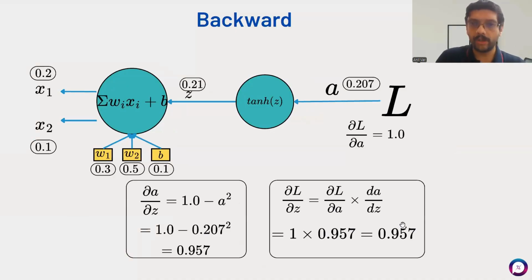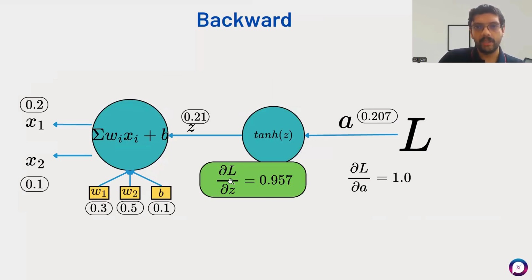So what can we do? We can use the chain rule, and we can say the derivative of L with respect to Z is the derivative of L with respect to A, which we already have from the layer in front, so that's an input, times the derivative of A with respect to Z. I've used the whole derivative here because A is only dependent on Z here, so you can replace this partial with a whole derivative as well. And what you have is 1 times 0.957, which is 0.957. So you've got the derivative of L with respect to Z. We've propagated this back, and that's why it's called backpropagation.